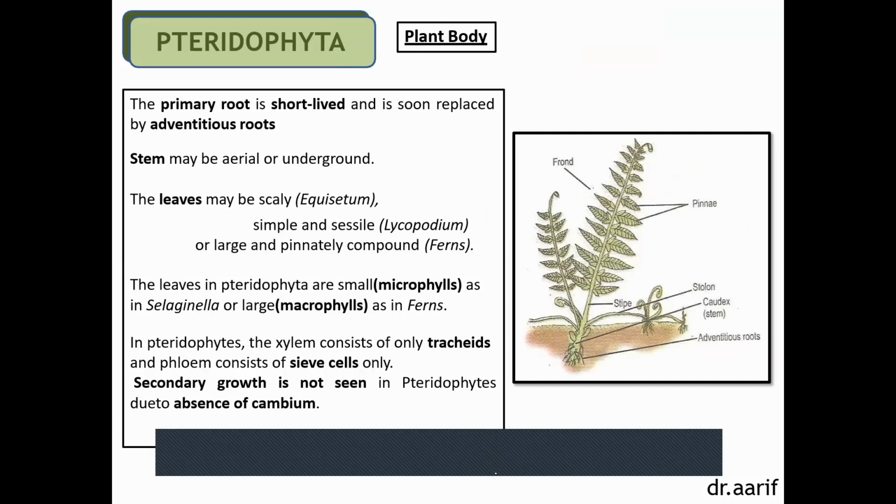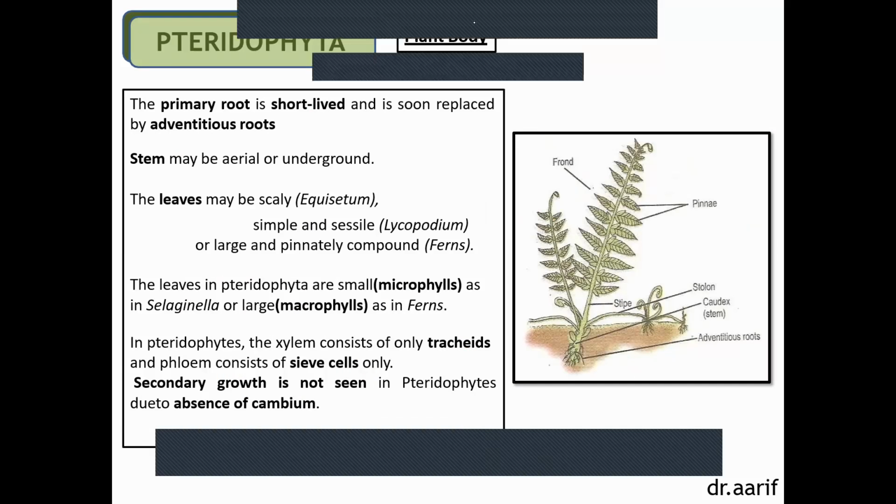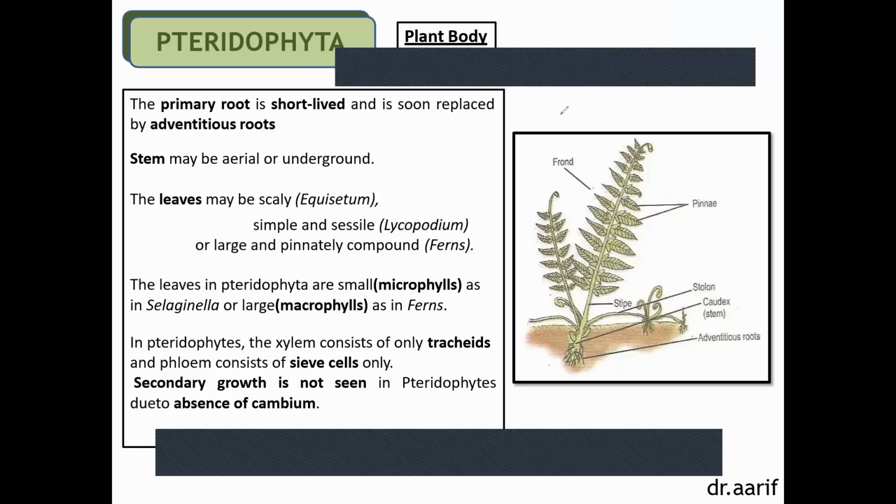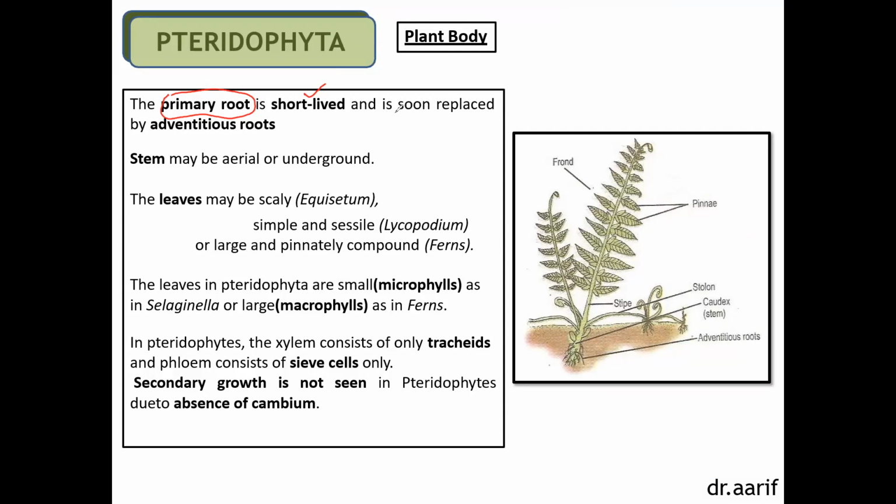Now here we have the concept of the structural aspects we observe in the pteridophyte. First, the primary root is short-lived and is soon replaced by the adventitious root. Okay, so the primary root is short-lived, and after some time these roots are replaced with adventitious roots. The stem may be aerial or underground.